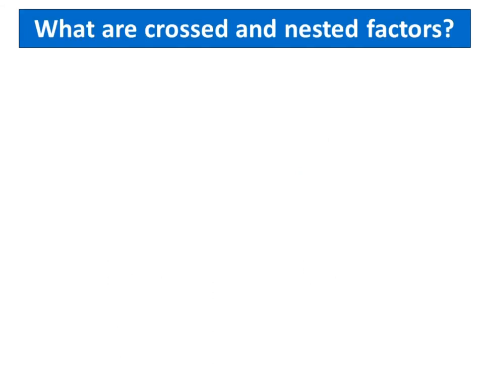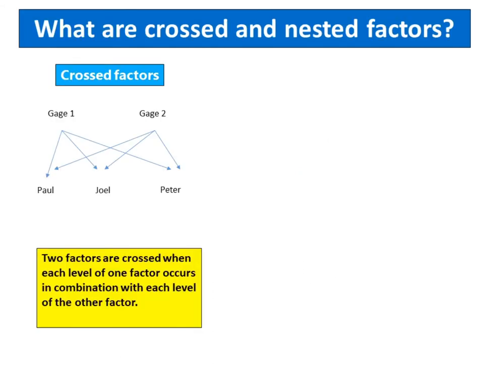Next, what are crossed and nested factors? Two factors are crossed when each level of one factor occurs in combination with each level of the other factor. For example, the same three operators would inspect the diameter from both gauges.